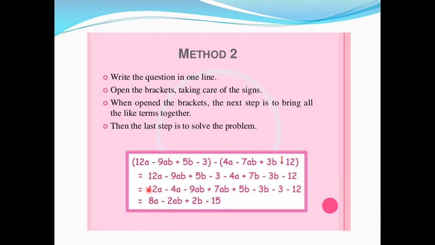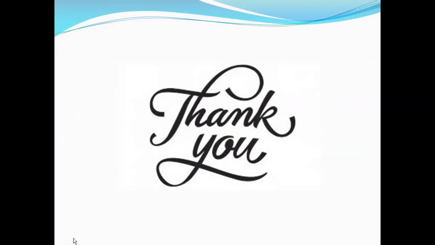After that you arrange according to like terms. Now 12a and minus 4a, because the variables are the same, you arrange accordingly. 9ab and 7ab, then 5b and 3b, then minus 3 and minus 12. So 12 minus 4 is 8a, minus plus minus minus 2ab, and 5b minus 3b is 2b, and minus minus plus, so it will come minus 15. Clear? Very easy, how to add, how to subtract.